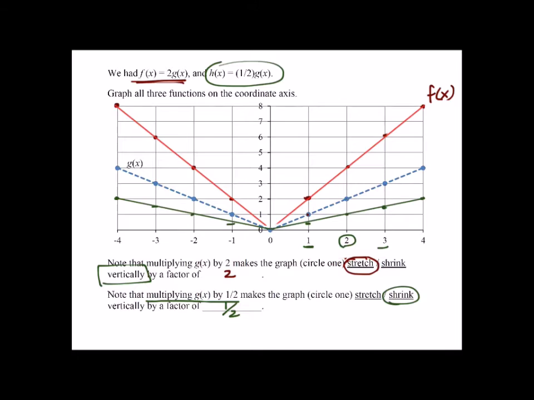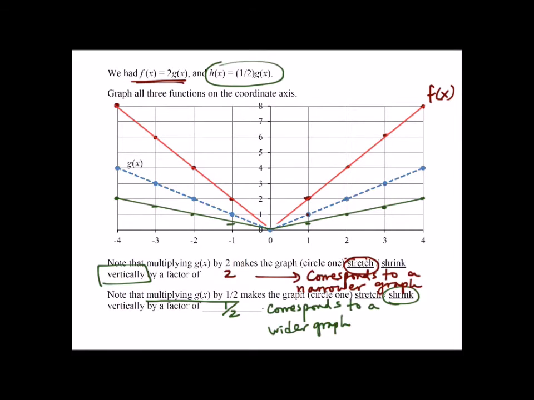So a stretched version would be you actually gain more coverage in the y direction, the vertical direction, and shrink would then be losing coverage in the y direction. Sometimes you also hear that a stretched version of the graph corresponds to a narrower graph, and a shrunk version of the graph corresponds to a wider graph. And those references really are talking more about the horizontal point of view.